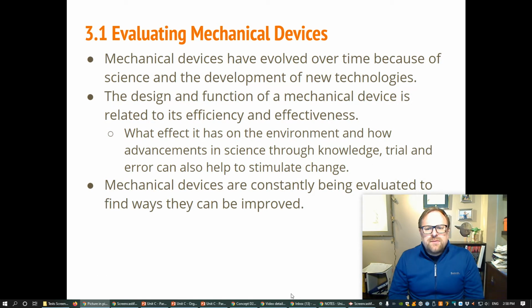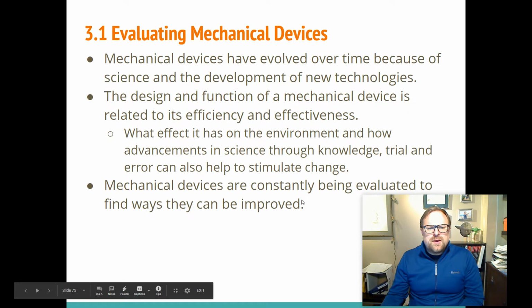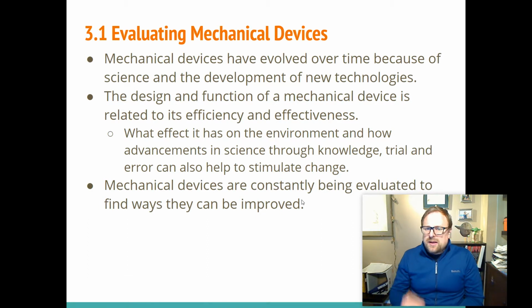Mechanical devices have evolved over time because of science and because of the development of new technologies. Okay, and like I said, I'm going to talk about that just a little bit right at the end, I think, and make this connection. But the design and function of a mechanical device is related to its efficiency and its effectiveness.